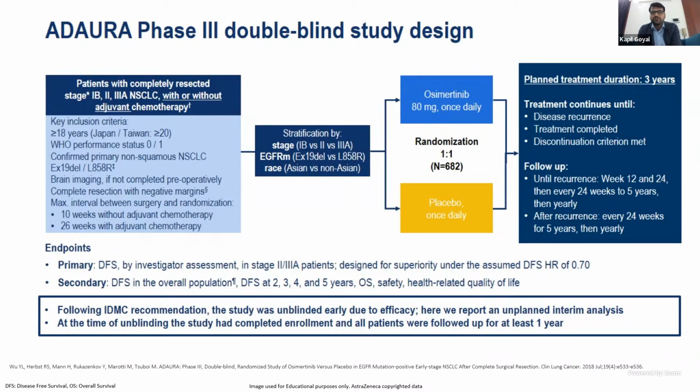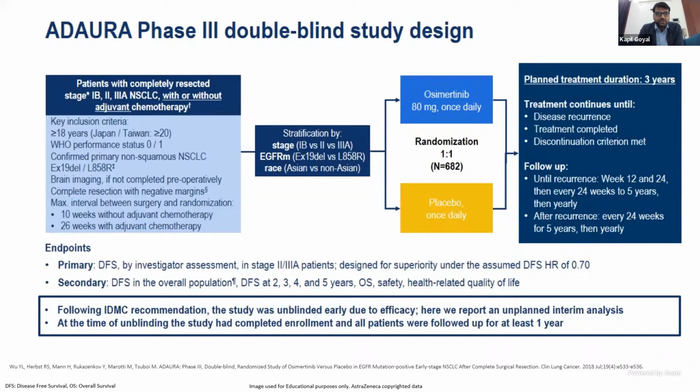One was the experimental arm of osimertinib 80 mg once a day, and the other was the placebo arm, which received a similar-looking drug. The planned treatment duration was 3 years, and treatment would continue until disease recurrence, treatment completion, or a discontinuation criterion was met. Follow-up was done until recurrence at week 12 and week 24, and then every 24 weeks to 5 years, and then yearly. If recurrence happened, then follow-up was every 24 weeks for 5 years, and then yearly.